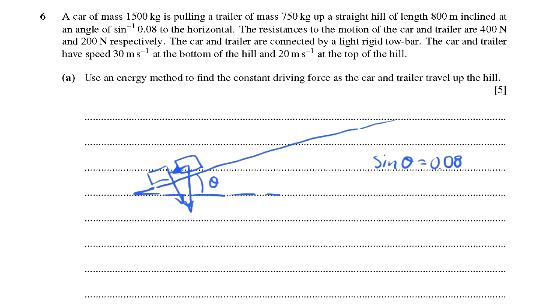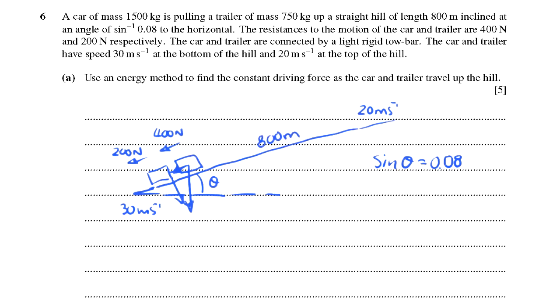The resistance of the car is 400 and the trailer is 200. So we're given resistive forces, 400 newtons for the car and 200 newtons for the trailer. The car has 30 meters per second at the bottom of the hill, and when it gets up to the top, it's now going at 20 meters per second, so it loses kinetic energy. And the distance it traveled was 800 meters up the slope.